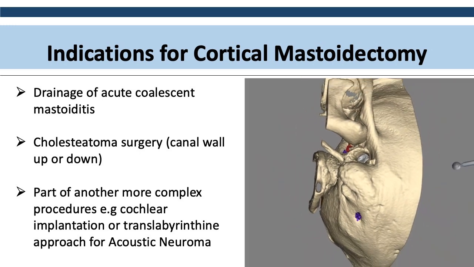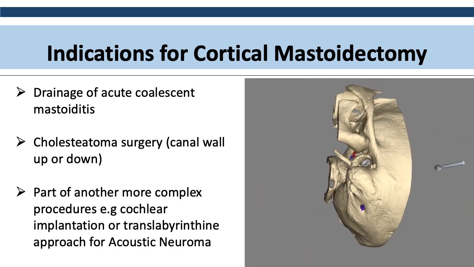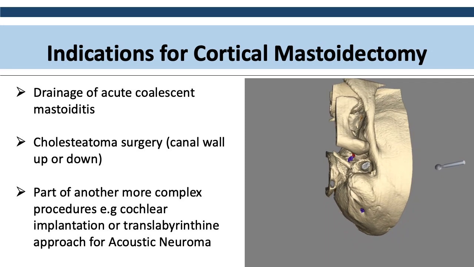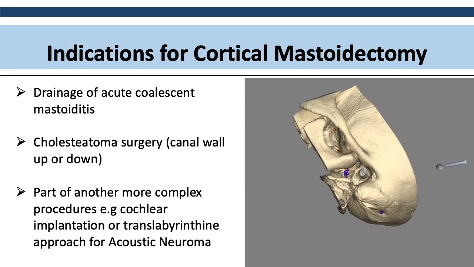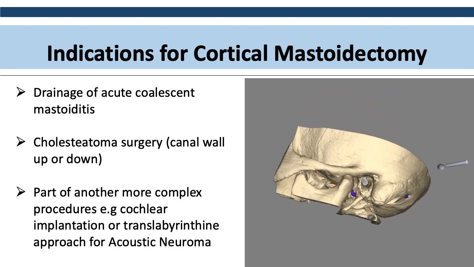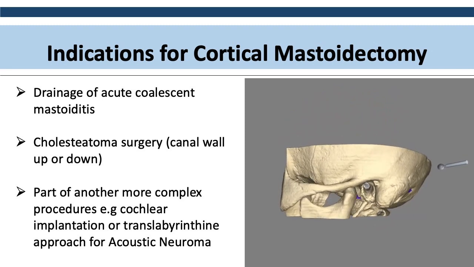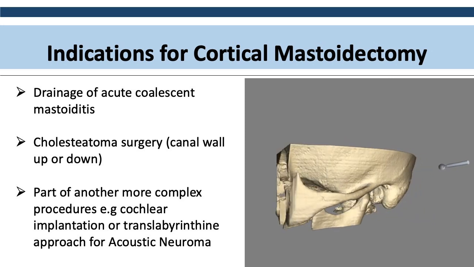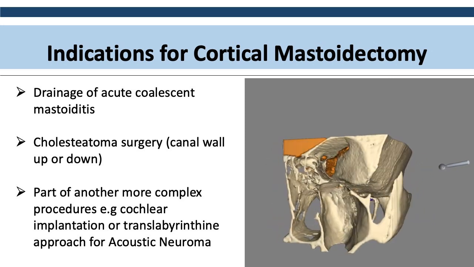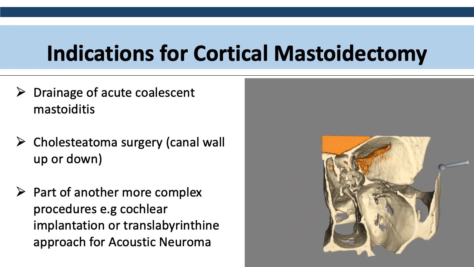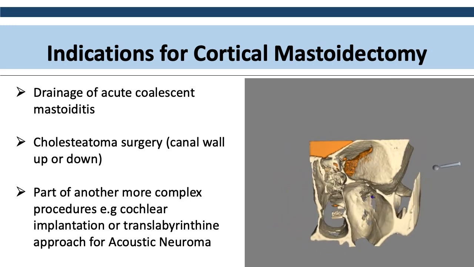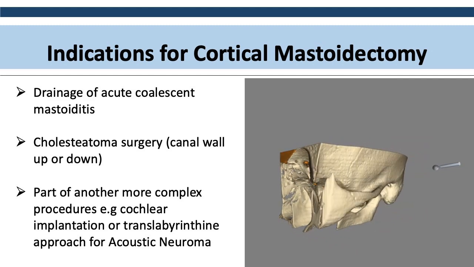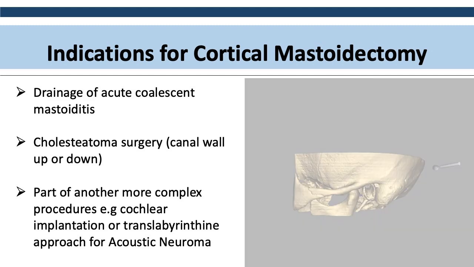In this video, we're going to show you the basic cortical mastoidectomy. The indications for this procedure include drainage of acute coalescent mastoiditis, cholesteatoma surgery, both canal wall up and down, or as the initial part of another more complex procedure, for example, cochlear implantation or translabyrinthine approach for acoustic neuroma.